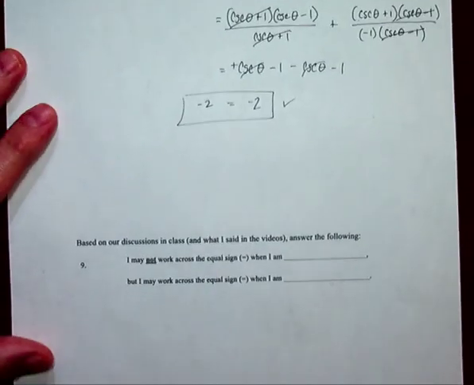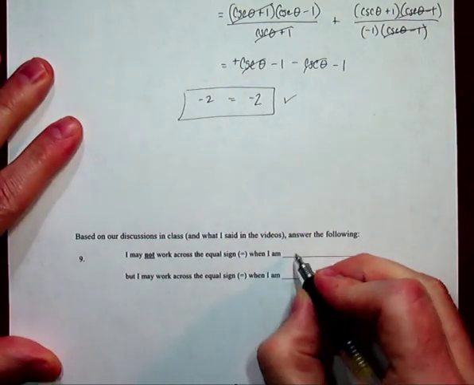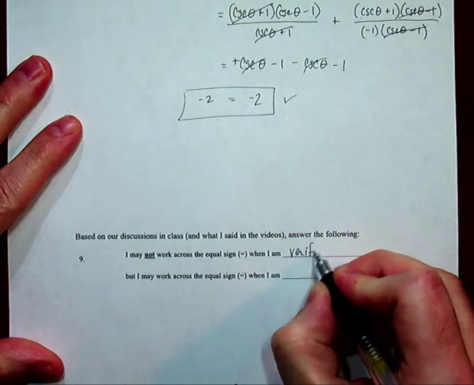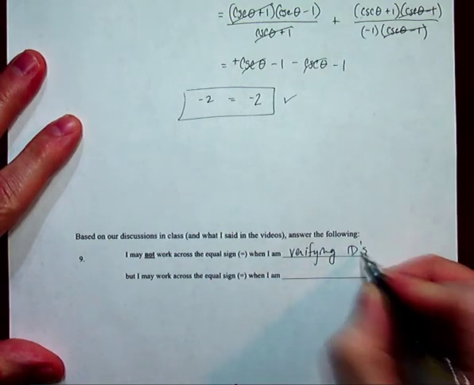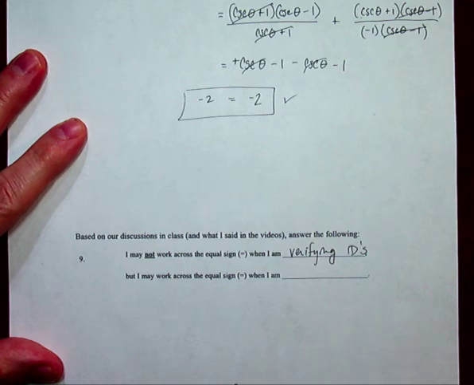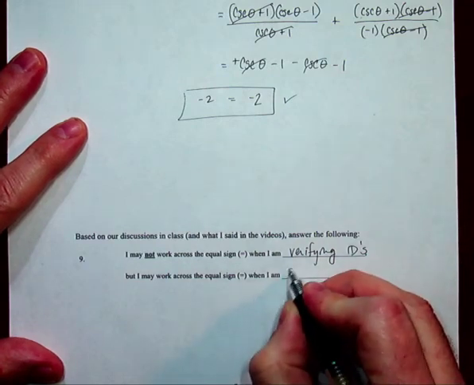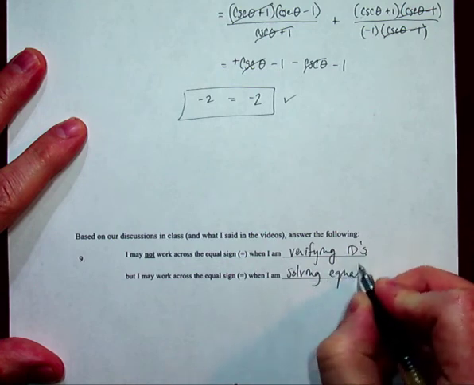Yay! Now, it says, based on our discussion in class and what I said in the videos, answer the following. I may not work across the equal sign when I am verifying IDs. But I may work across the equal sign when I'm doing what I've always done when I worked across the equal sign, which is solving equations.